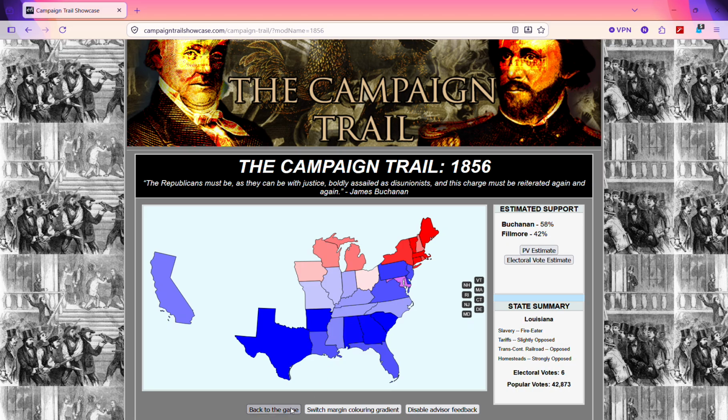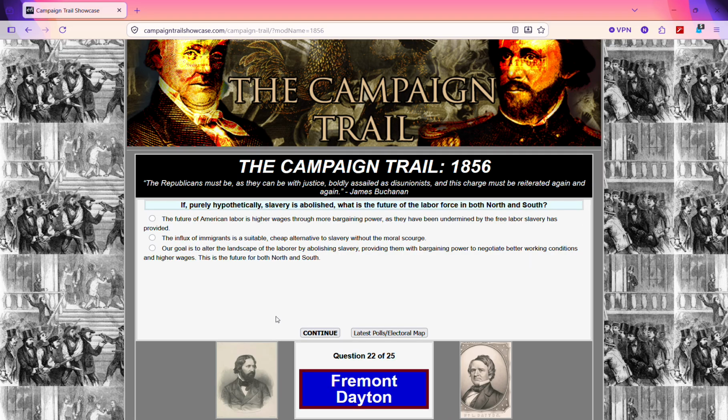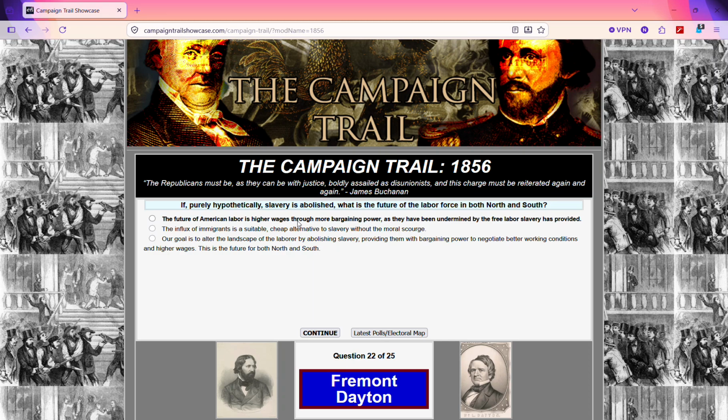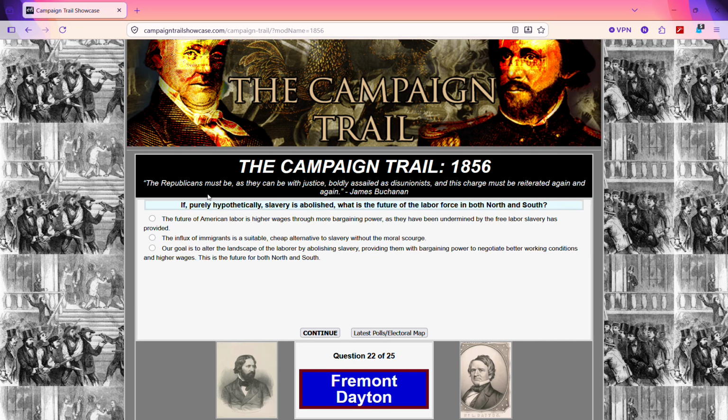Indiana 7. If purely hypothetically slavery is abolished, what is the future of the labor force in the North and South? Higher wages through more bargaining power, as they've been undermined. So it's kind of the more socialist stance. At the time, this is way out of line in the 1850s. The influx of immigrants is suitable. Our goal is to alter the landscape of labor by abolishing slavery, providing them with bargaining power. This makes even more sense. Let's just say the influx of immigrants.